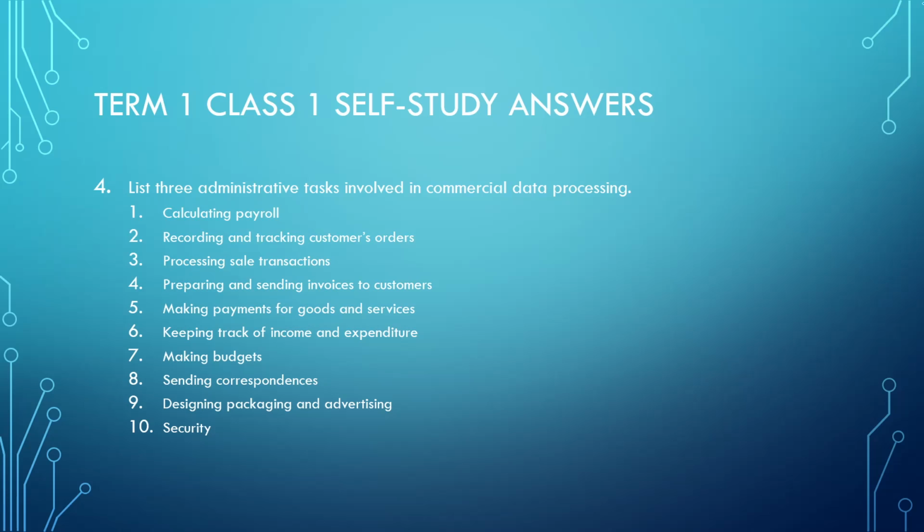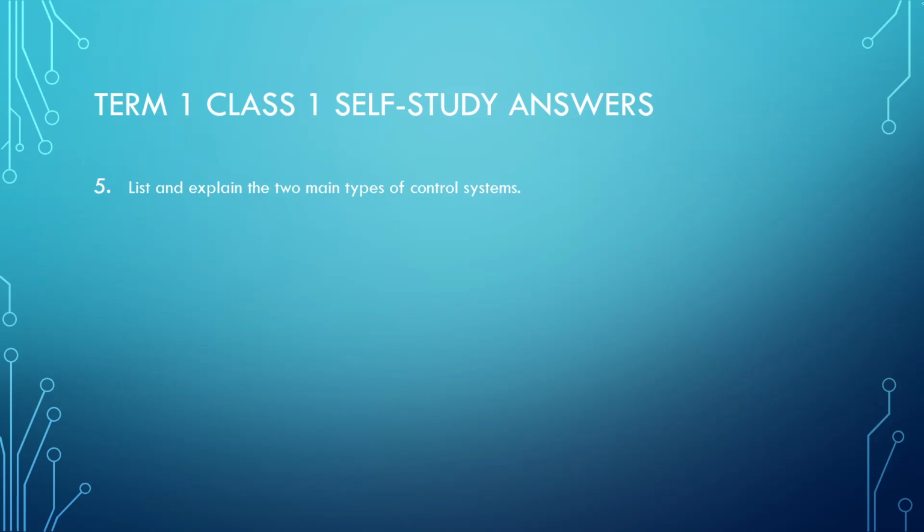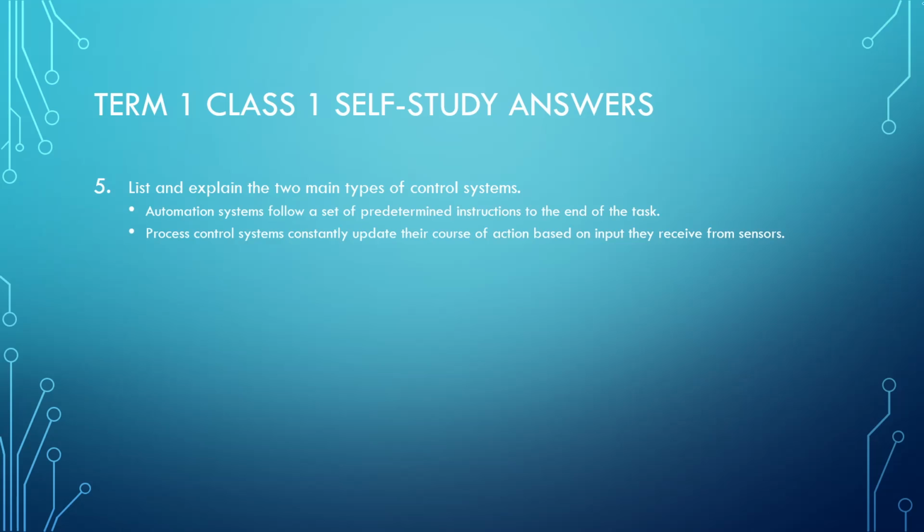Mm-hmm. Anything on here? It would be good to remember most, if not all, of these, but once you get the basic idea of commercial data processing down, you'll be able to say if something is commercial data processing. So then the next question, explain two main types of control systems. I'm not sure about that one. Okay, so first we have automation systems, which follow a set of predetermined instructions to the end of a task. And we have process control systems, which constantly update their course of action based on input they receive from sensors. Okay?